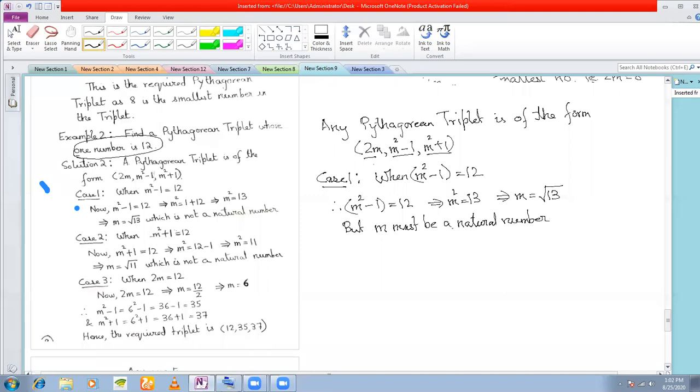But m must be a natural number. Therefore, case 1 is rejected. Let us consider the next case.